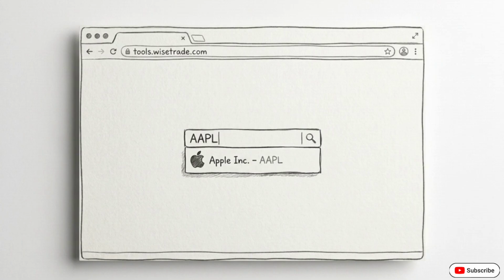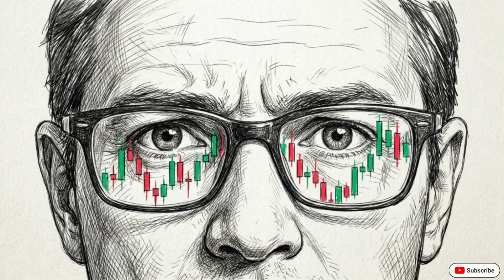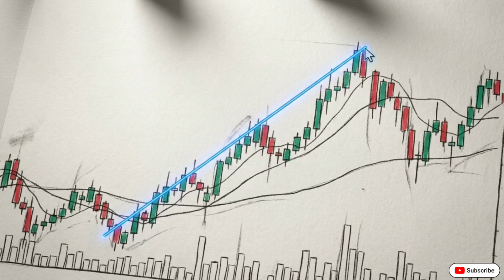To follow along with the examples, pull up a charting platform like tools.wisetrade.com and search for the Apple stock ticker, AAPL. Learning this structure moves you past guessing at shapes and gives you a clear map of market psychology to guide your decisions. Every mark is a candlestick.